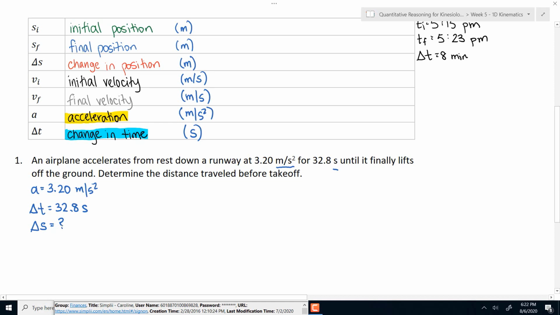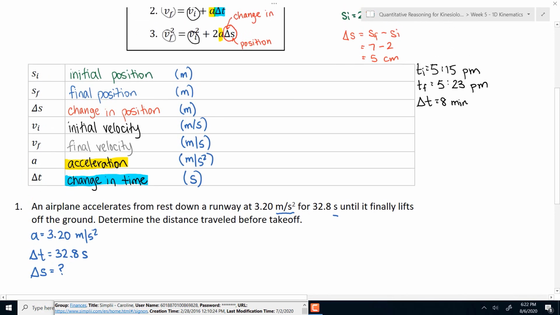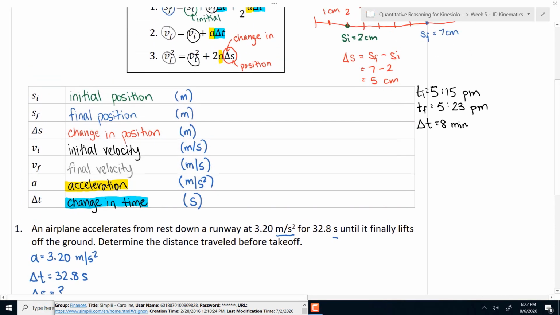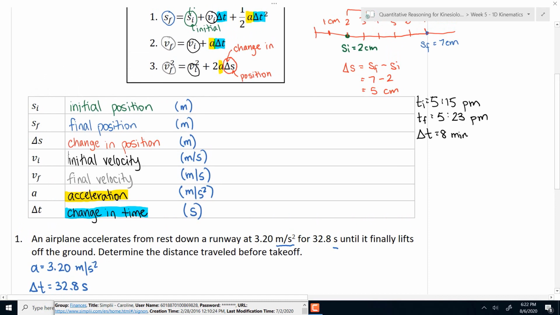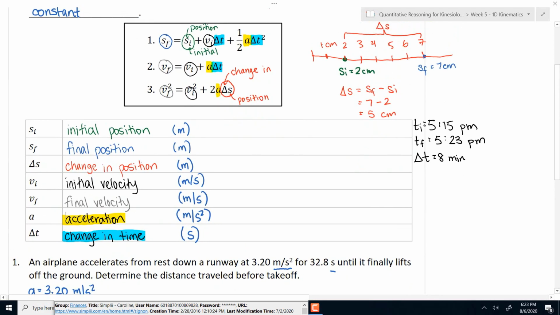Okay, so the next thing that we're going to do is identify which equation we're going to use to solve this problem. We are looking for delta S, we know A, we know delta T. Okay, so let's take a look at our 3 kinematic equations and identify which one it is that we want to use. Okay, we're looking for delta S, and we know delta T and A. So we want an equation that has A, delta T, and delta S in it.